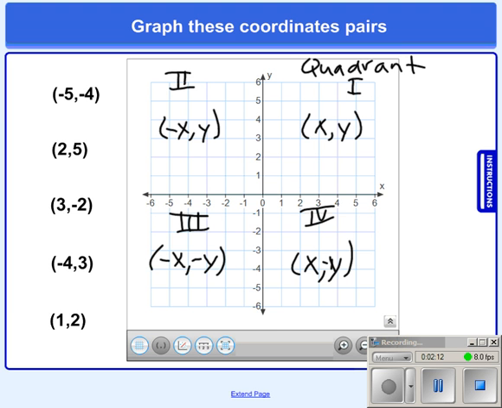It's really important that you recognize this because when you are graphing, you want to make sure you're in the right quadrant, and you know that by which of the points are negative and which are positive. And you also need to remember you always do x first. So it's always right to left first, up and down second. Okay?